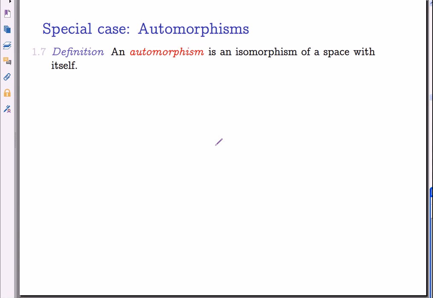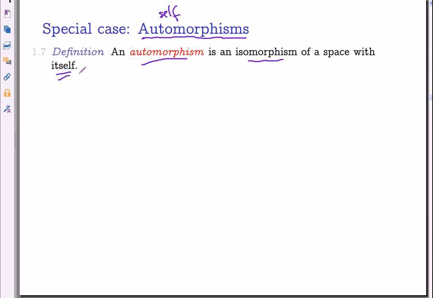Okay, now let's pick up again with one particular type of isomorphism, which is called an automorphism. Now, auto means self. Automobile means it moves by itself. So automorphism is self, and morphism means form. So an automorphism is an isomorphism of a space with itself.